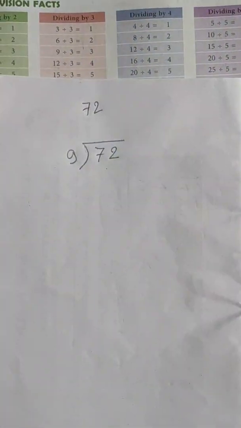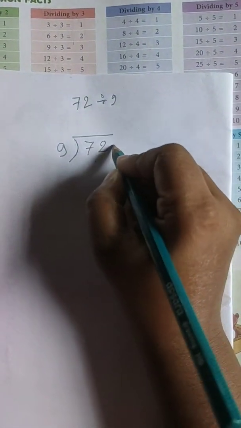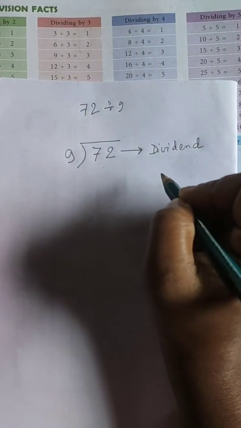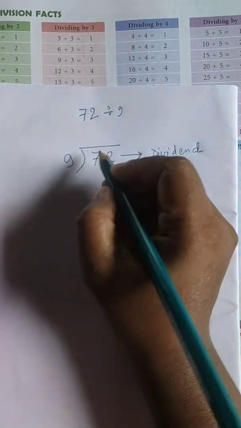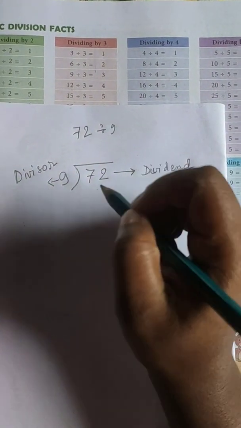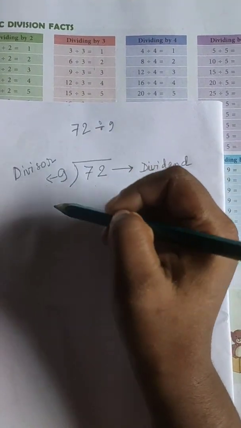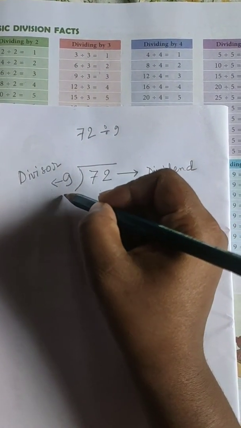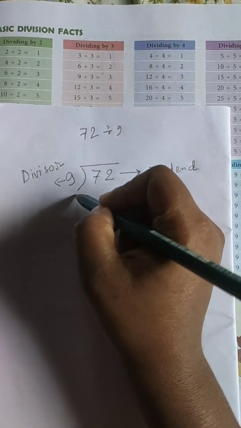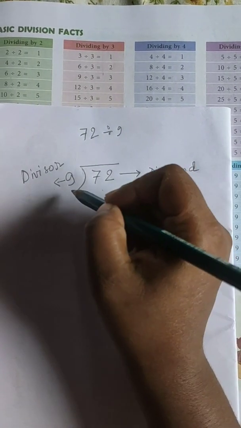Here you can see we will divide 72 divided by 9. So here 72 is the dividend and 9 is the divisor. Whenever we have a division problem, we will see which one is the divisor. Here 9 is the divisor, so we will read the multiplication table of 9.